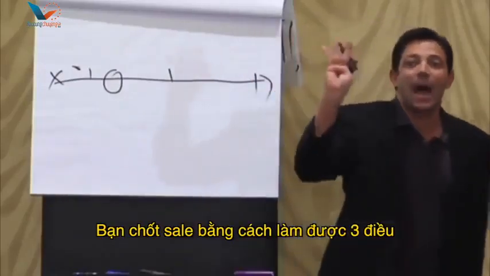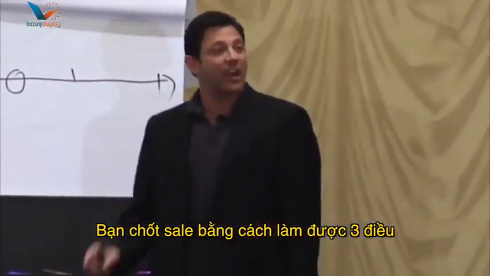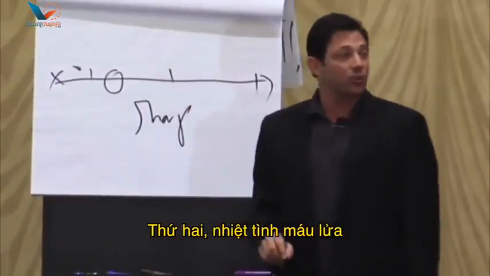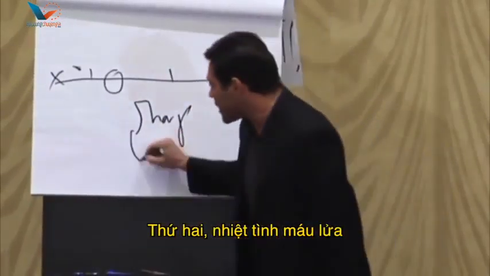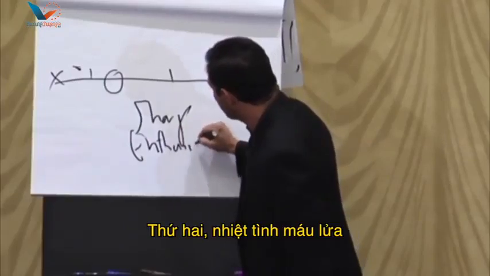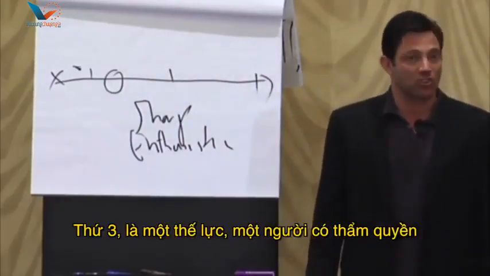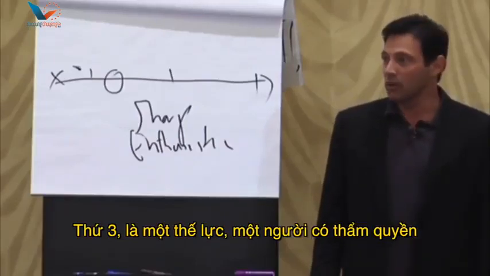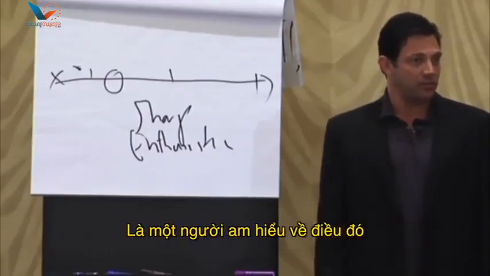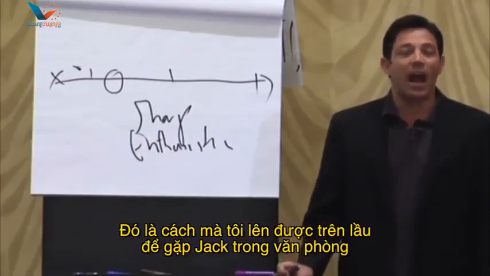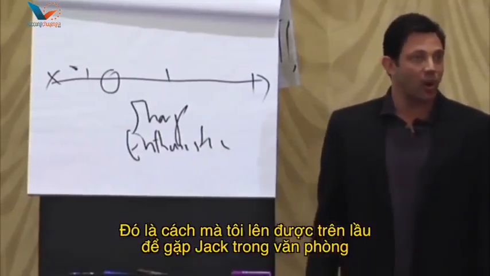You're closing with your tone. You're closing by establishing the 3 magic bullets. Number 1: I am sharp as a tack. 2: enthusiastic as hell. You see this? Enthusiastic as hell. 3: I am a force to be reckoned with, an authority figure, an expert in my field. That's how I got upstairs to Jacob's office.